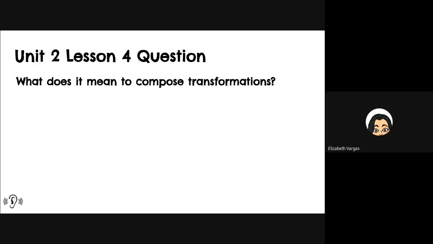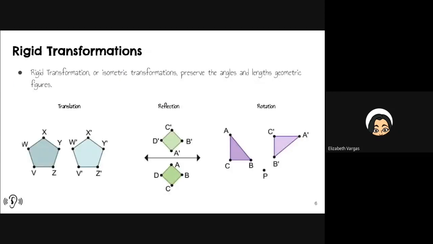At the end of today's lesson, we should be able to answer the question, what does it mean to compose transformations? So far, we've gone over different types of rigid transformations. Let us remember that rigid transformations, or what is known as isometric transformations, preserve the angle and lengths of geometric figures.